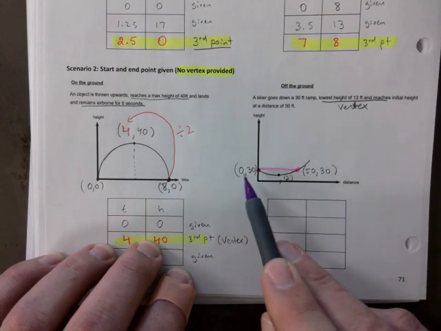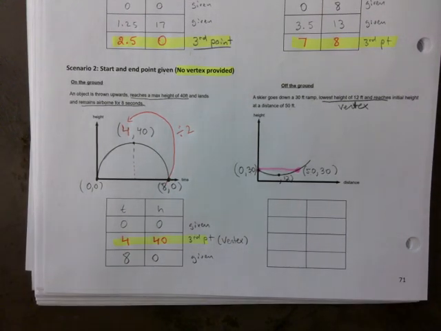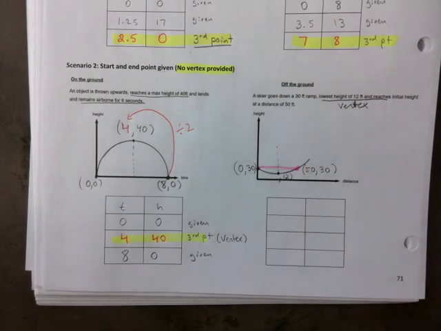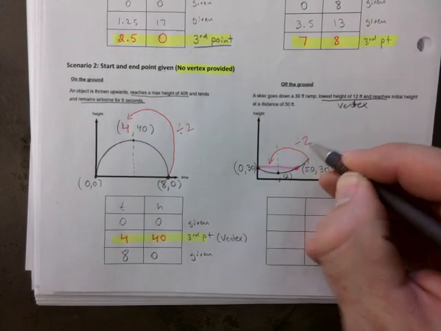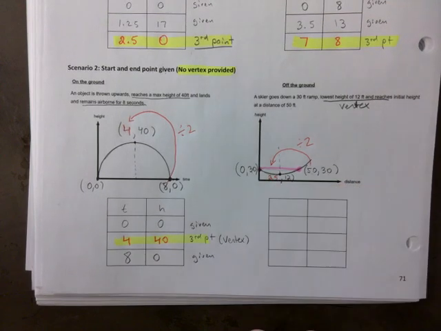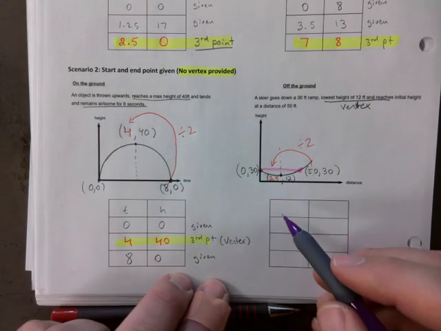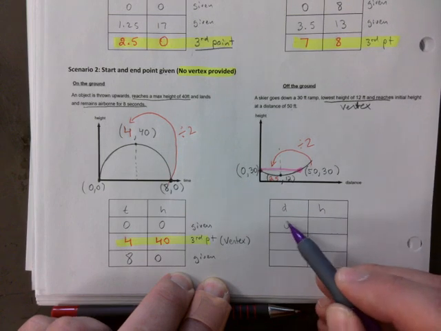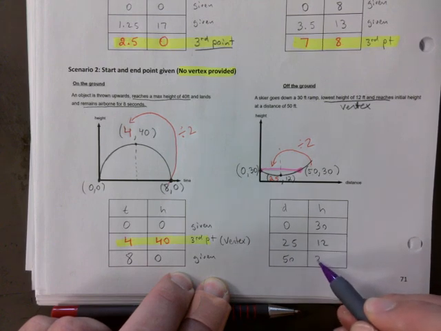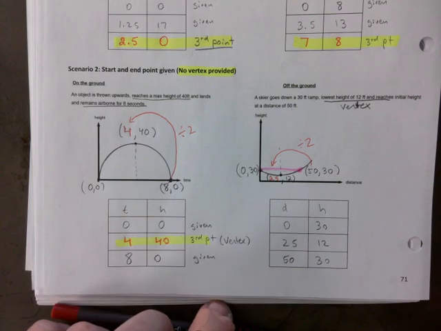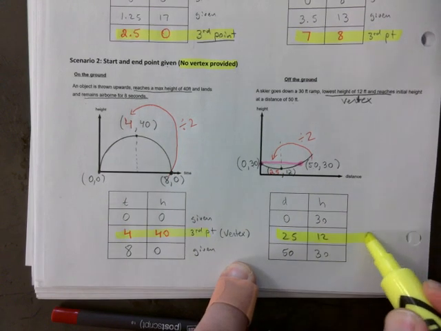So you should recognize, okay, same height here. So I can use these two x values to help me find the middle. So axis of symmetry here. I'm just going to take this and divide it by 2 to get the 25 in here. So now I know that the vertex is 25, 12. So distance and height, 0, 30, 25, 12, 50, 30. And I will highlight the middle one, indicating that that's the third point that I found.